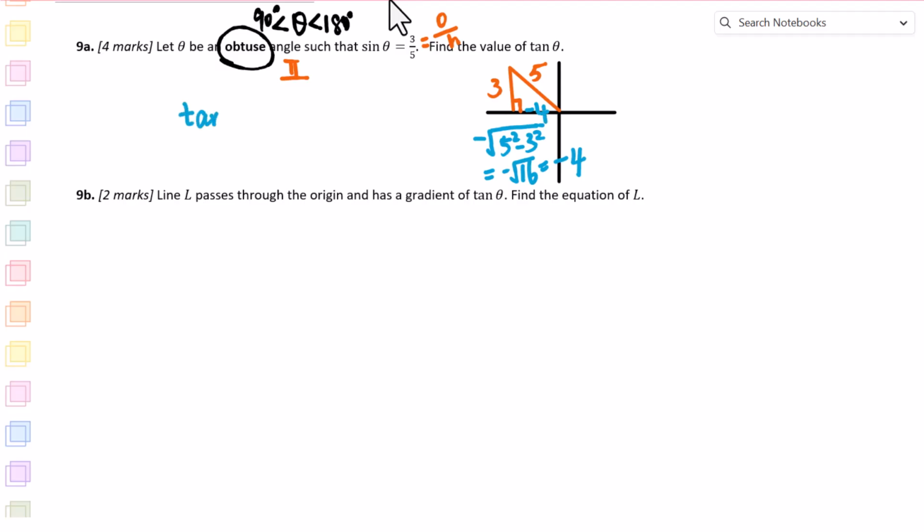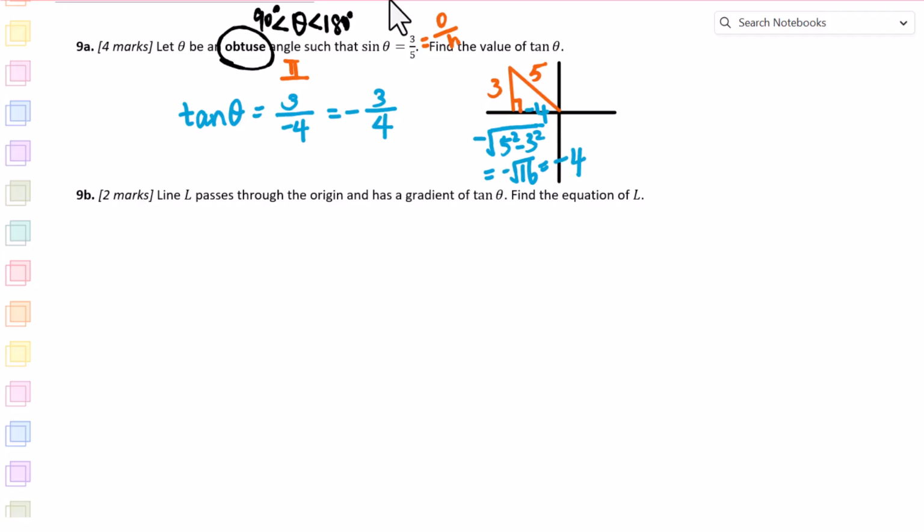Therefore, tangent theta equals opposite over adjacent, which is 3 over -4, equals -3/4.